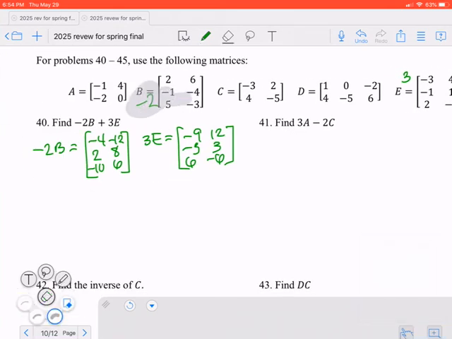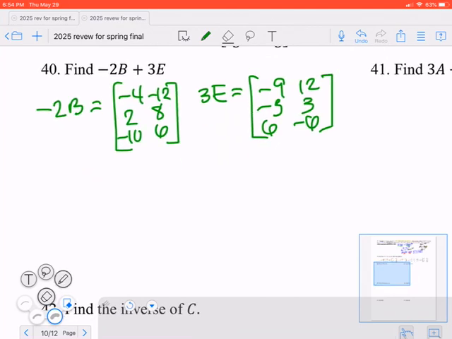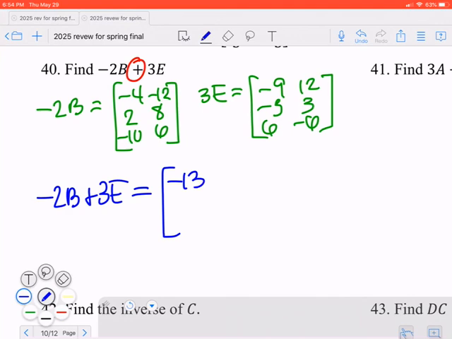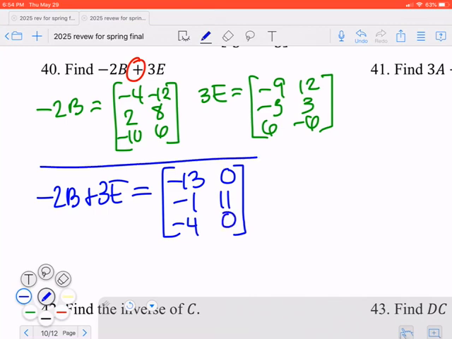And now I can add those together. So final answer of negative 2B plus 3E is negative 4 plus negative 9 is negative 13. Negative 12 plus 12 is 0. 2 plus negative 3 is negative 1. 8 plus 3 is 11. Negative 10 plus 6 is negative 4. 6 plus negative 6 is 0.